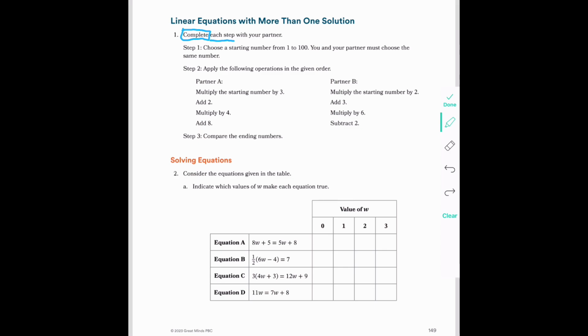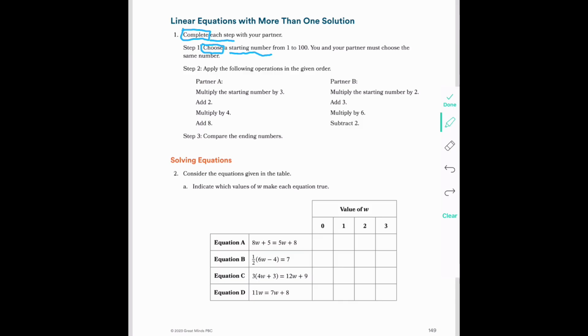Step 1 says choose one. That's our action. A starting number from 1 to 100. You and your partner must choose the same number. So you're choosing a number in your groups from 1 to 100. I'm gonna tell you right now, nobody's allowed to choose number 1, because if you choose number 1, that's you being lazy. You gotta choose a number 2 and up.